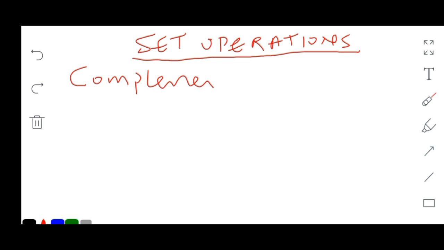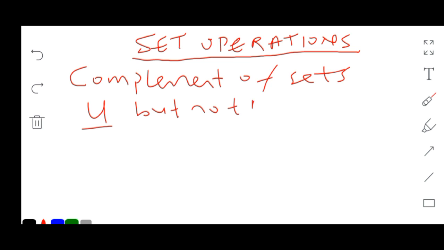Complement of a set. So the complement of a set is those elements not in A but in the universal set. Elements that are in the universal set but not in A. Don't forget this is the universal set U. So elements that are in the universal set but not in set A, those are what we call the complement of a set.